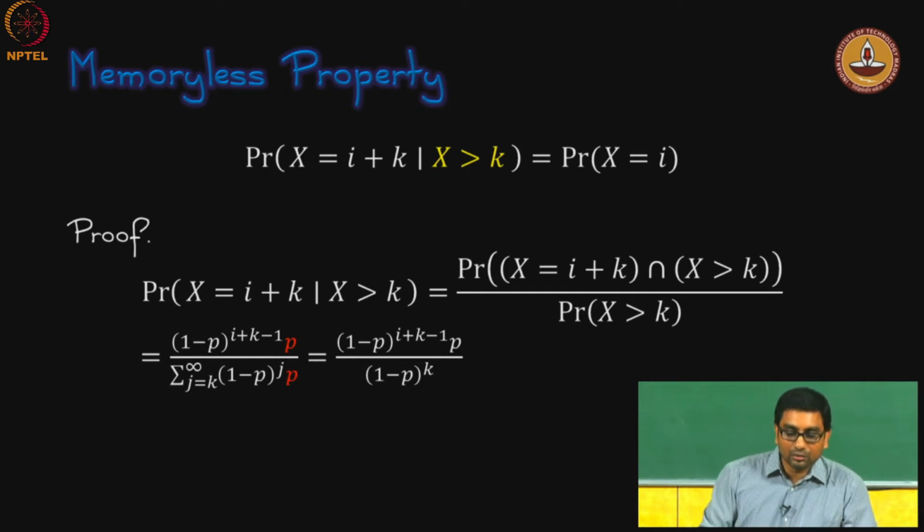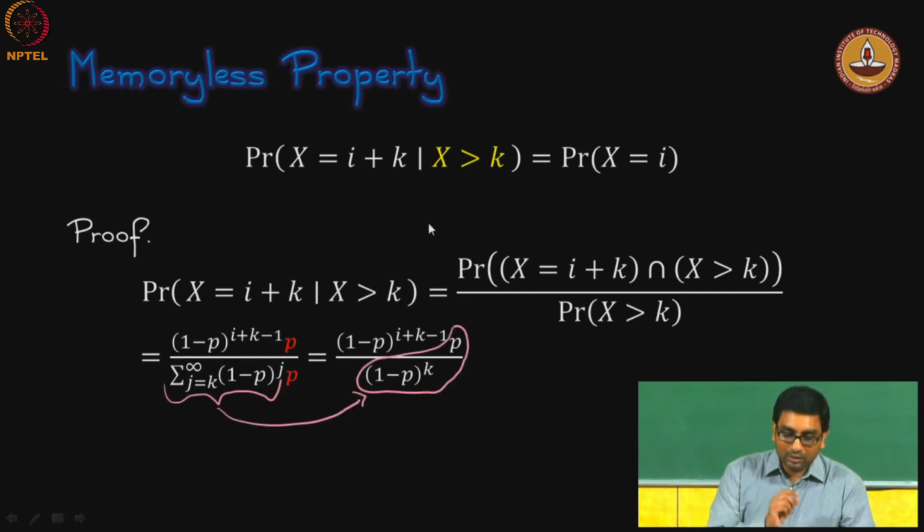In the denominator, let us be a little bit careful. What you are saying is the probability that X is greater than k. If X is greater than k, it can take the value k plus 1, k plus 2 and so on, so you have to sum over all those possibilities. We run a summation from j equal to k to infinity. The first j coin tosses have to be tails followed by a heads. Of course, you have two p's in the numerator and one in the denominator, so they will cancel out.